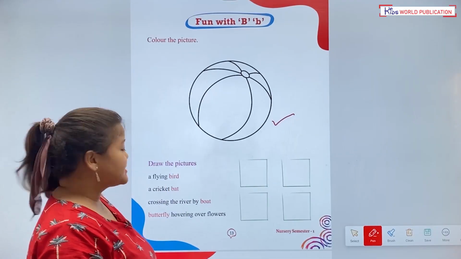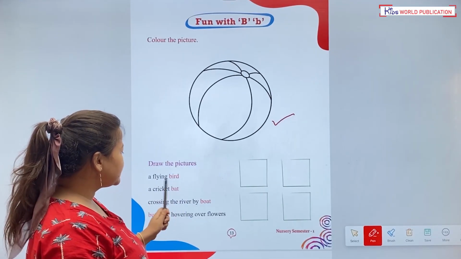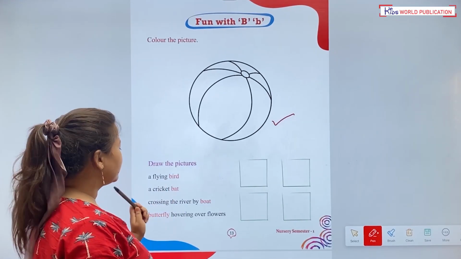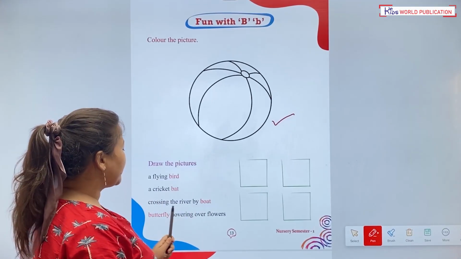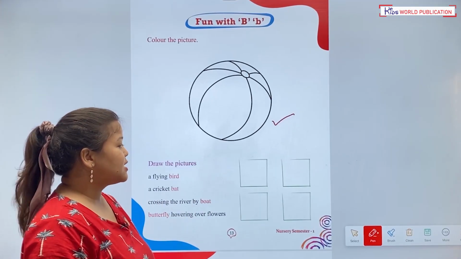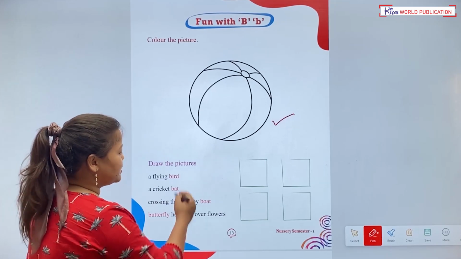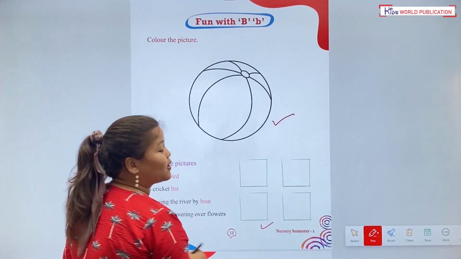Draw the pictures. A flying bird, a cricket bat, crossing the river by boat, butterfly hovering over flowers. So kids, you will draw these pictures in the given boxes.